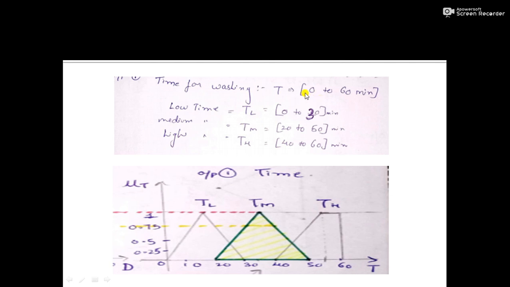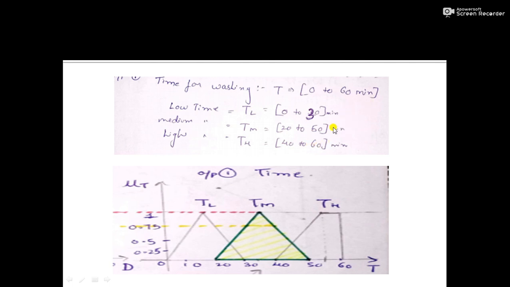The time range we have selected for the entire washing period is 0 to 60 minutes. Low time is categorized again as 0 to 30 minutes, medium time is categorized as 20 to 50 minutes, and high time is categorized as 40 to 60 minutes.